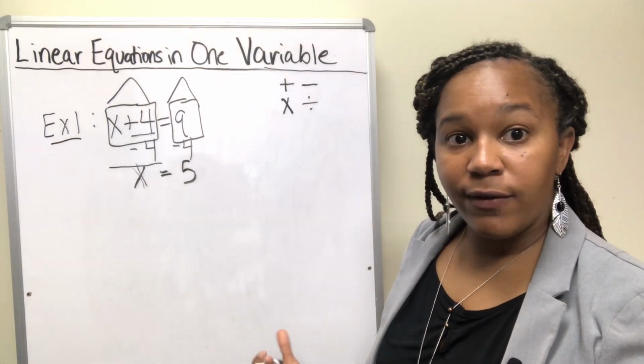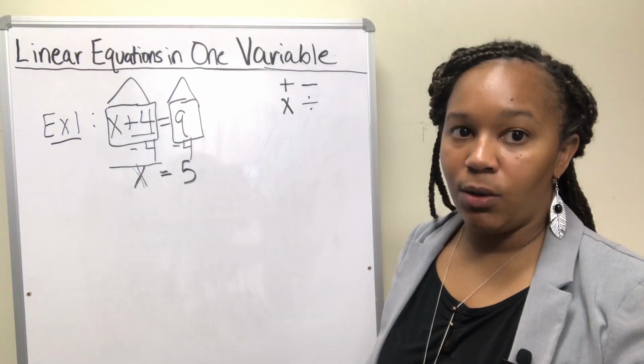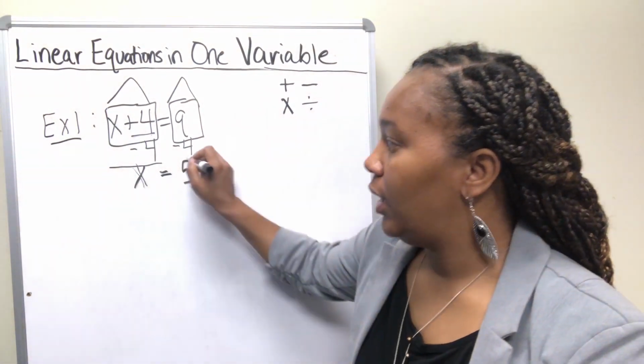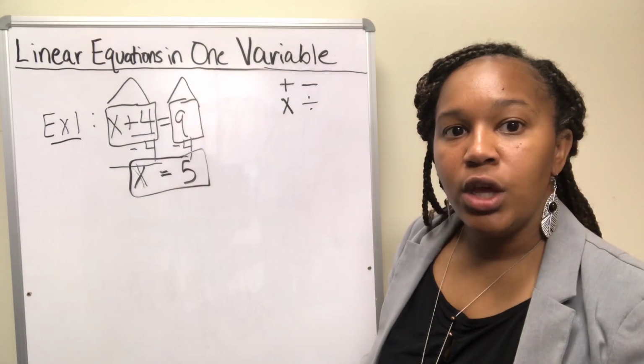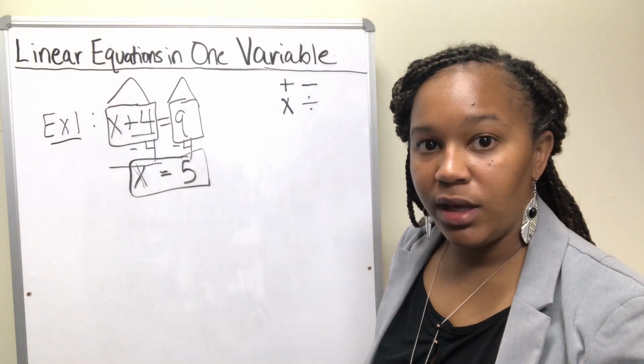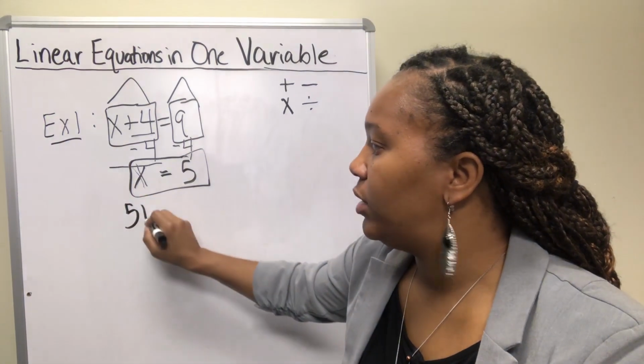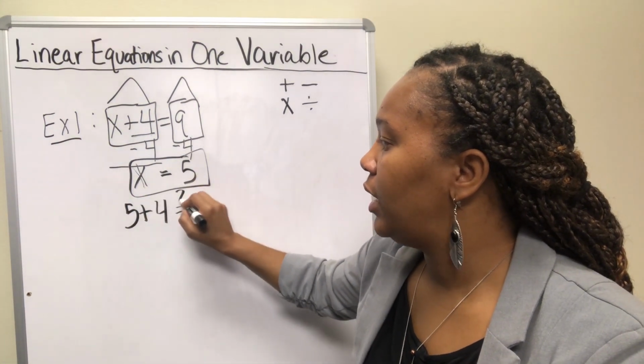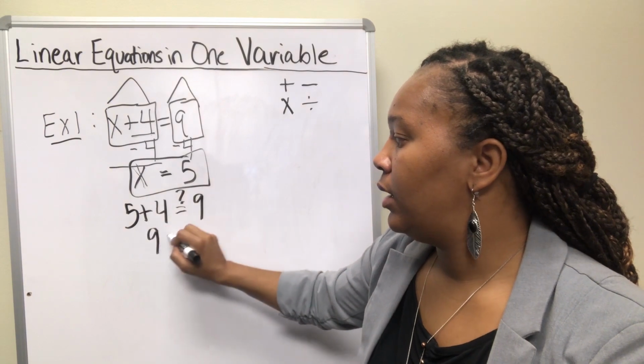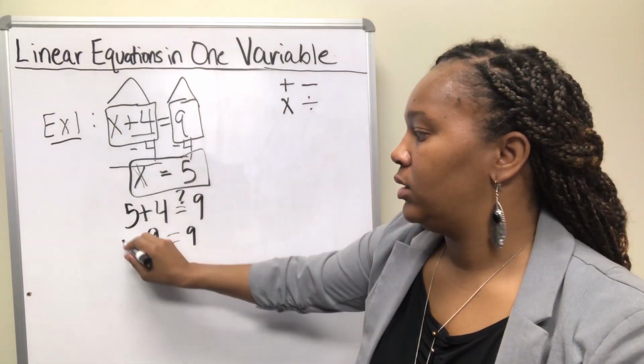And so I've solved for x. I've isolated x. That is the goal, to get x by itself. So the answer is x equals 5. And you can check that by plugging 5 back in for x in the original equation. So 5 plus 4, does that equal 9? 9 is equal to 9. So yes, it checks out.